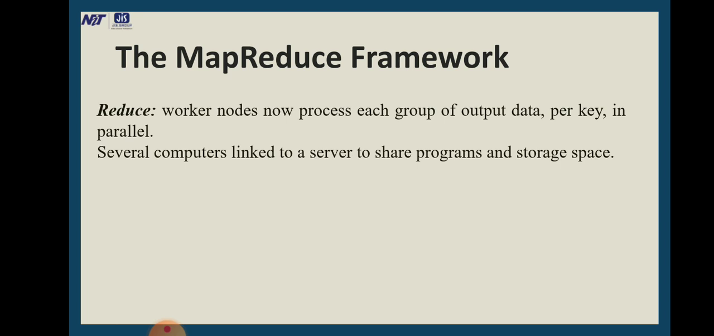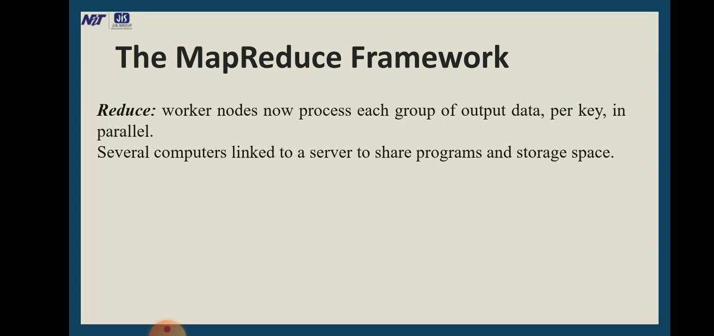In practice, this is limited by the number of independent data sources or the number of CPUs near each source. Similarly, a set of reducers can perform the reduction phase provided that all outputs of the map operation that share the same key are presented to the same reducer at the same time, or that the reduction function is associative.